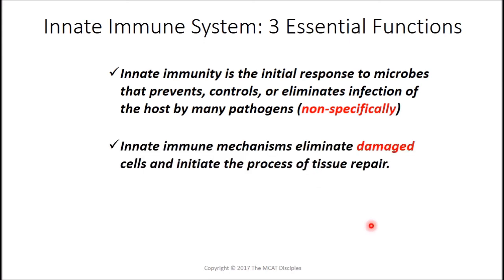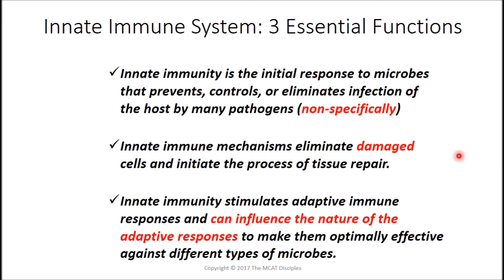The innate immune mechanisms eliminate damaged cells and initiate the process of tissue repair. That's also something that's much less appreciated by younger students: you can initiate the innate immune response from simply damage to tissue. You don't have to have any infection to initiate the innate immune response and get inflammation. Okay, and then the third essential function is that the innate immune system stimulates adaptive immune responses and can influence the nature of the adaptive responses to make them optimally effective against different types of microbes.